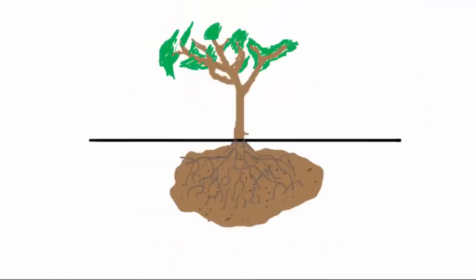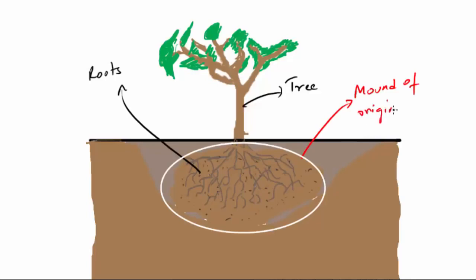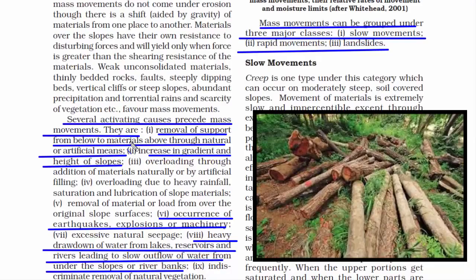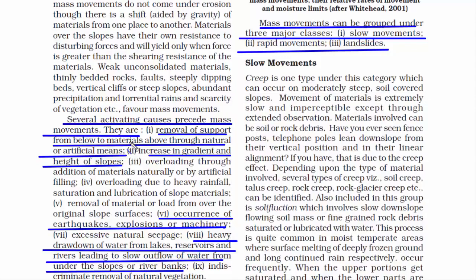Tree roots hold the soil together and help to prevent it from flowing away due to water or wind activities. Now, removal of trees will accelerate the process that will cause massive soil erosion. The fifth reason is heavy drawdown of water from lakes, reservoirs, and rivers, leading to slow outflow of water from under the slopes of river banks.